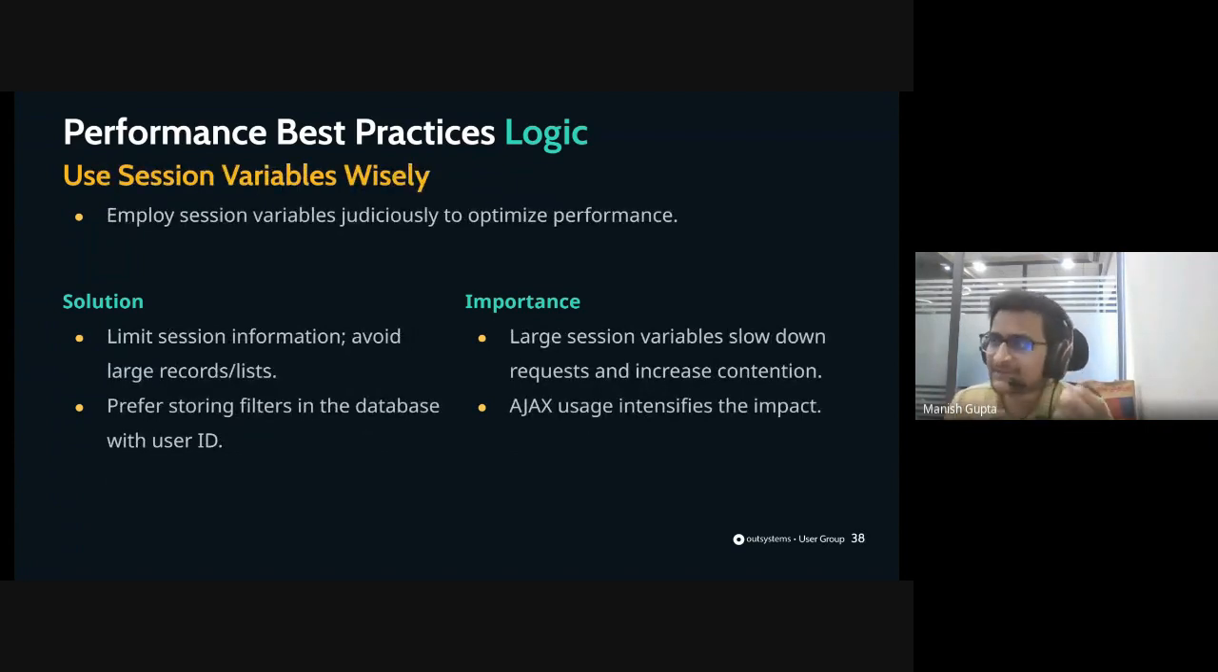Again, when we discussed the site properties, the session variables also come in, which we should use wisely, because session variables help to optimize the performance, and we should limit the session information. We should avoid large records and lists in the session variables. We should prefer to store filters in the database with the user ID, because it helps to have our application or the request optimized. Otherwise, having large session variables slows down the request, and it increases the contention. So this is how it works for the session variables.